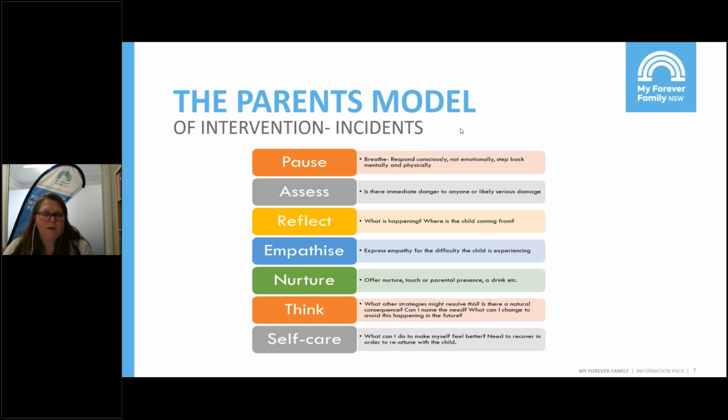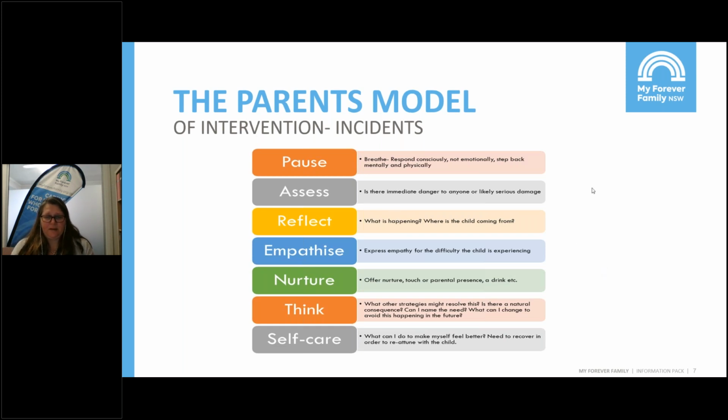Okay, so this one is a model that is developed in relation to intervention in incidents. This might be in the moment of a meltdown, or when the child has done something specific, and it's kind of your little go-to list of things to do in that space.